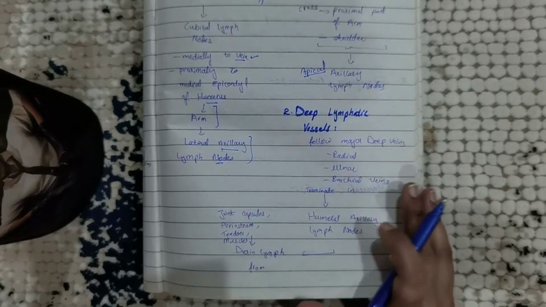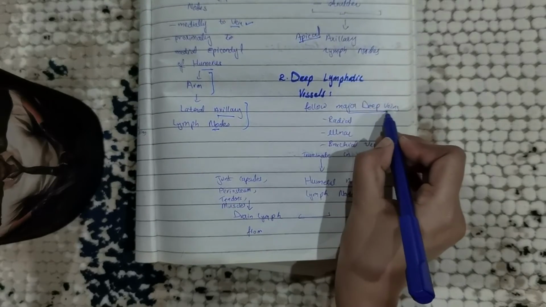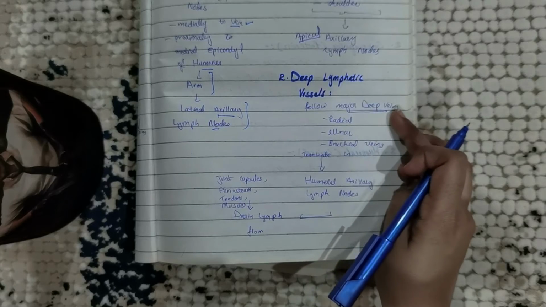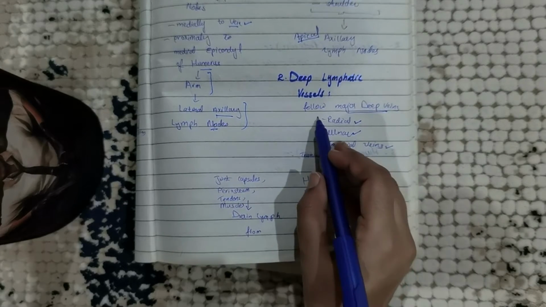Now let's see the course of the deep lymphatic vessels. The deep lymphatic vessels follow the major deep veins. And what are the major deep veins of the upper limb? They are the radial vein, ulnar vein, and the brachial veins. We have learned them before.